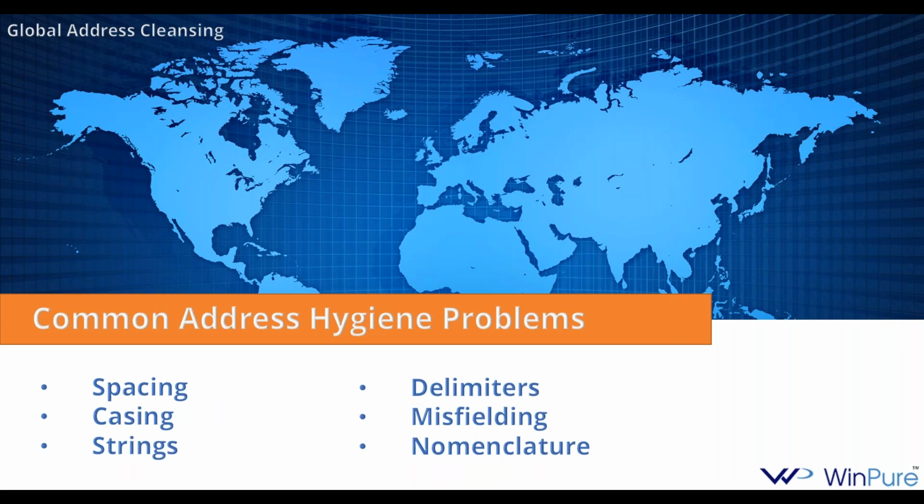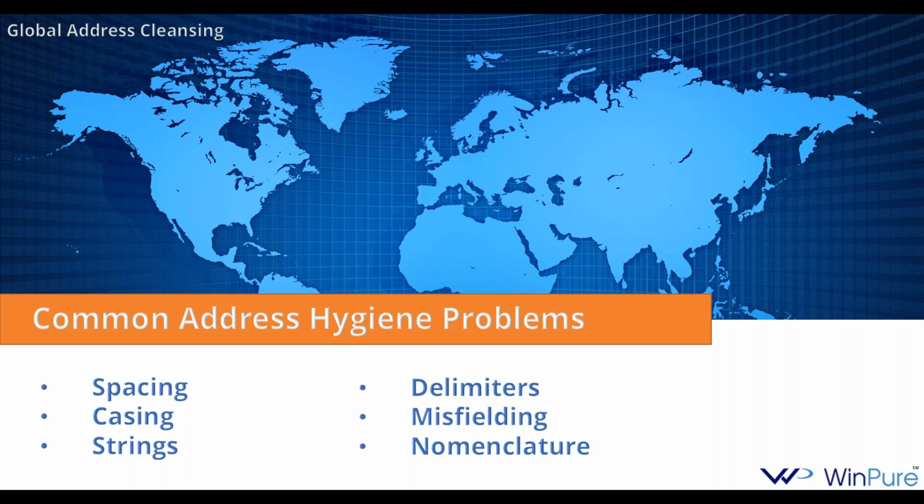Let's start here by taking a quick look at some of the problems. The idea here is really to discuss some of the most common cleansing and normalization or address hygiene problems, how they affect other processes and outcomes, why you should start with data quality profiling and exploration, and again, what it looks like to cleanse and normalize global address data with our software.